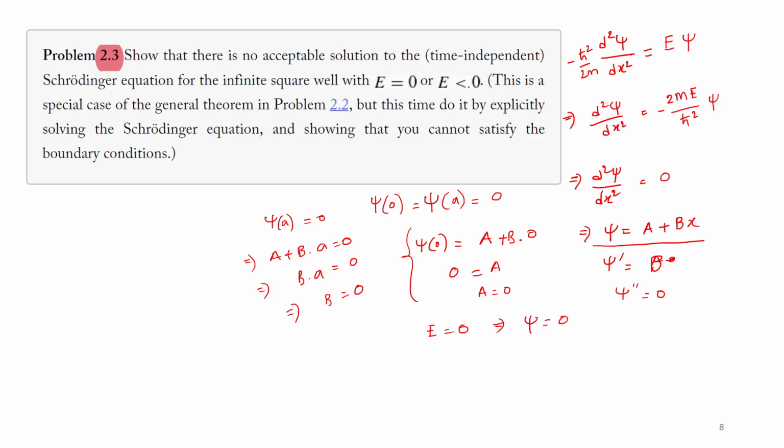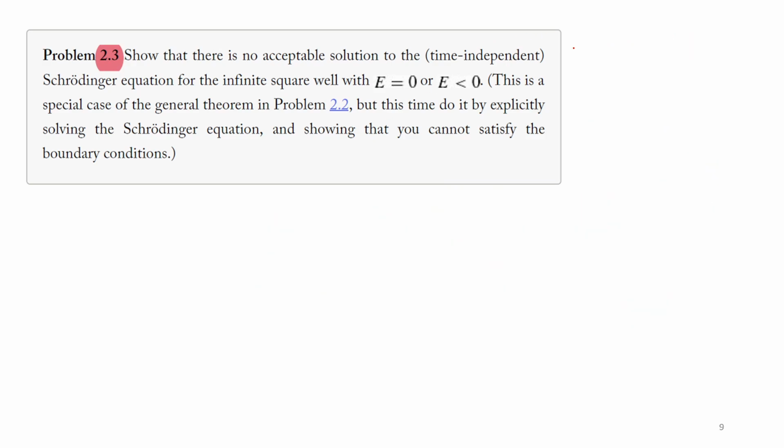Now what if E is less than 0? Let me go to the next thing here. We are on the next slide actually. I have copy pasted it. d2 psi by dx2 is equal to minus 2mE by h cut square psi. Now when E is negative, what can we understand?